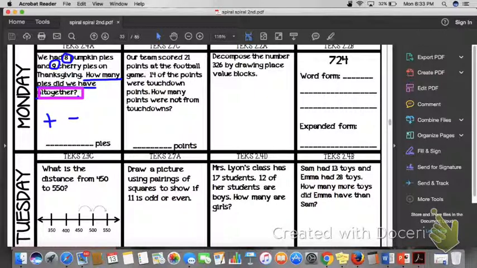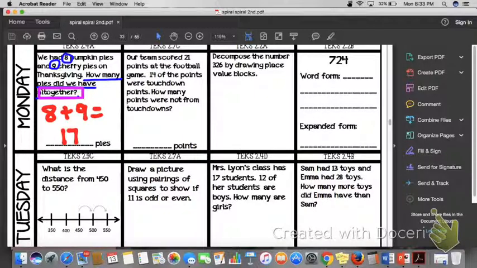And when you want to know how many we have all together, we want to see how many there are all together if we combine them. So we are going to have to add. And what is it that we're going to have to add? 8 plus 9. So 8 plus 9 is equal to 17.